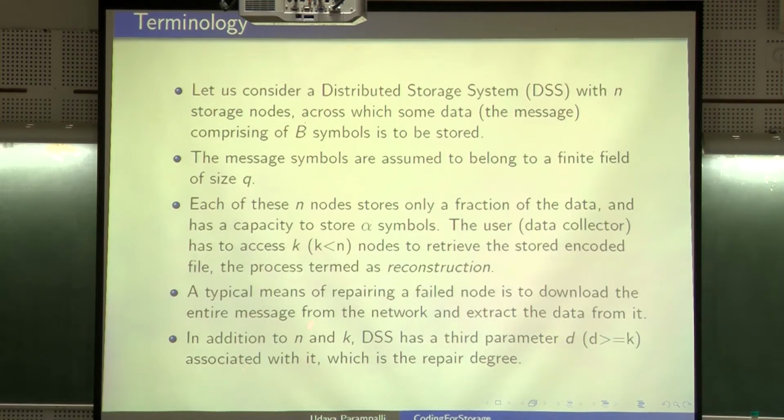So in addition to n and k, a distributed storage system has a third parameter called d. Don't get confused with the minimum distance that we talked about for coding, because that unfortunately just came up, and I didn't want to change it. But d is not the minimum distance in this context. The parameter d is called the repair degree. That means it's the number of nodes that a failed node would contact to repair. When the context is clear, you should be clear about it.